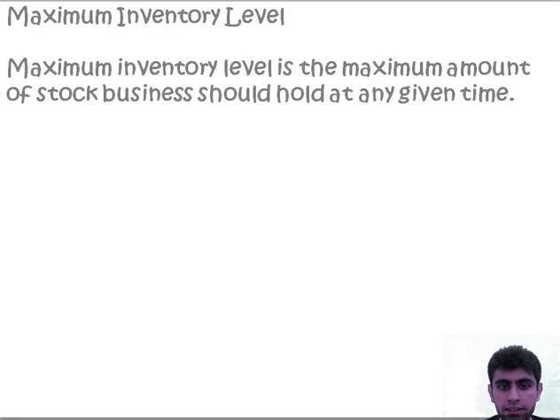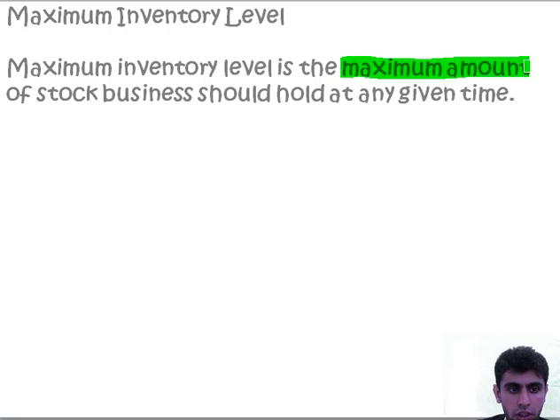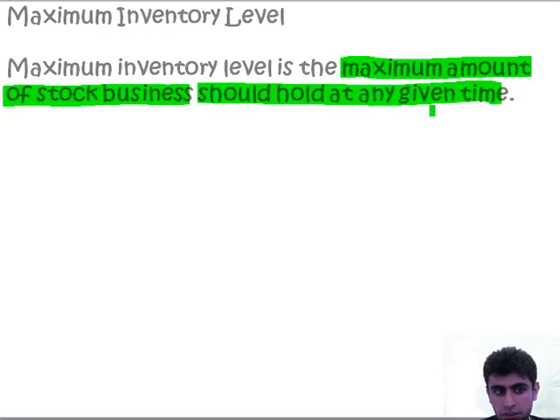Maximum inventory level is the maximum amount of stock the business should hold at any given time. Business should not hold more than this amount.